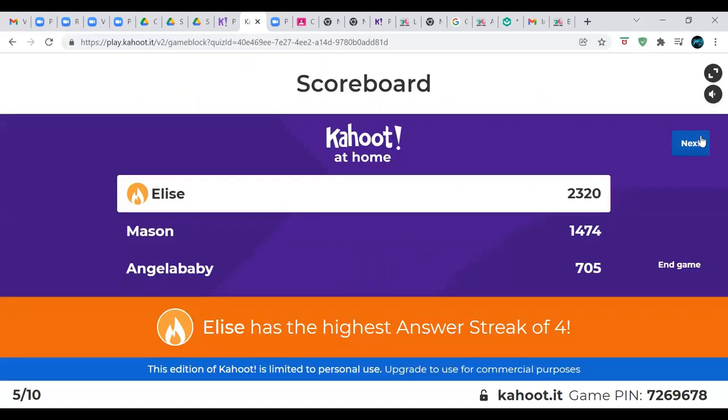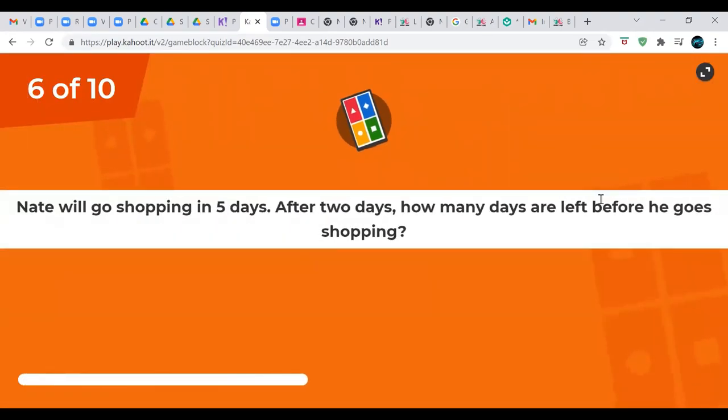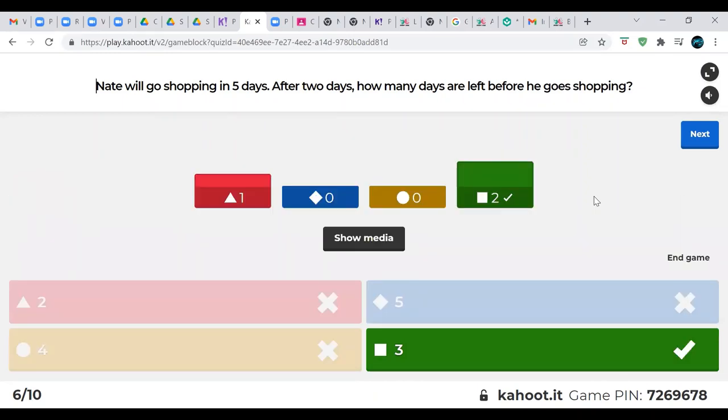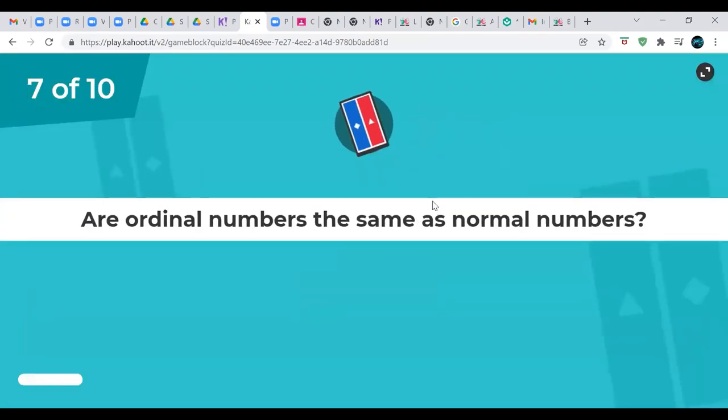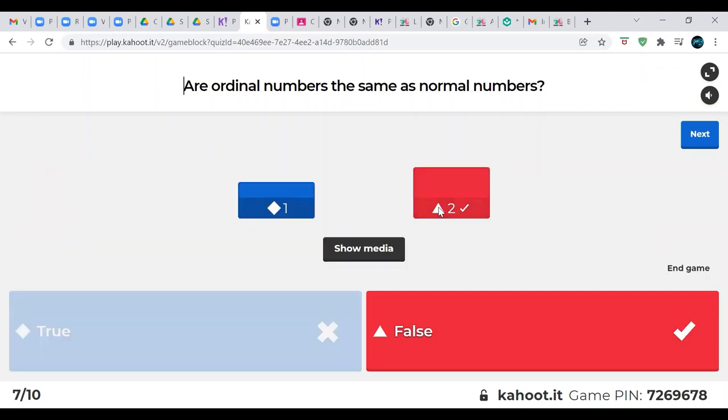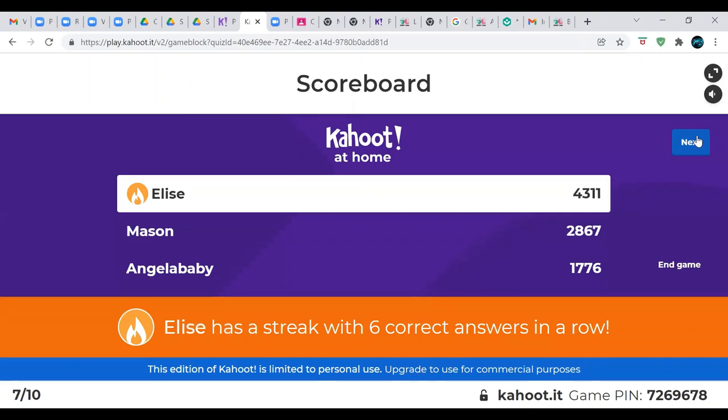Nice job. And nice job. Okay. 4 more questions. Okay. By this I mean, are they used the same way? Are they used the same way? Do they have the same purpose? And normal numbers, yeah, okay, nice job. Normal numbers are just 0 through 10.